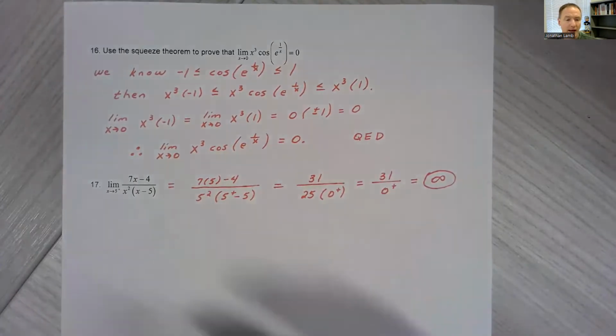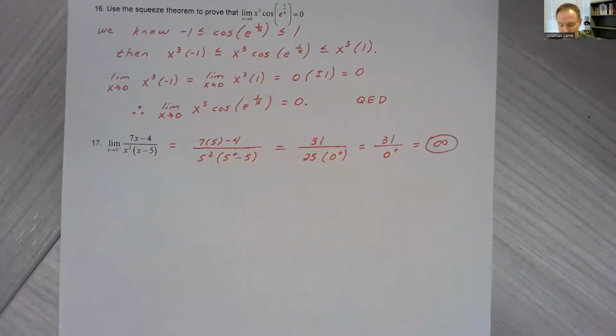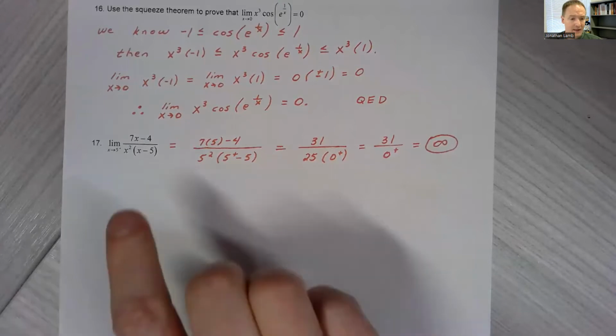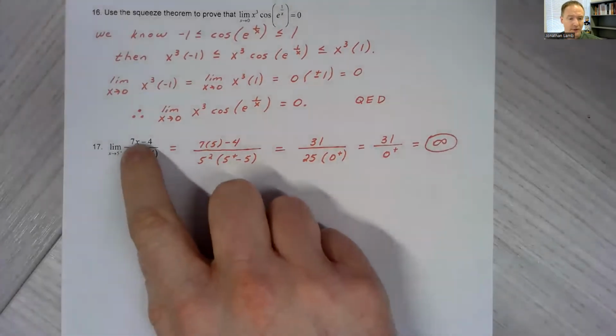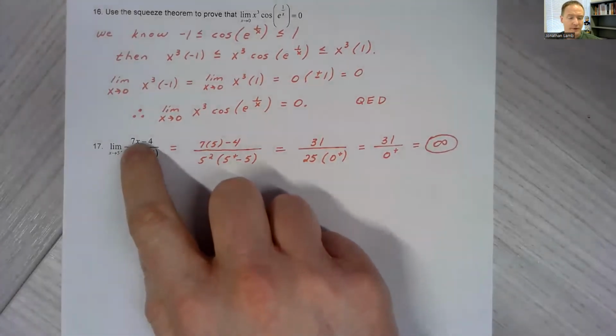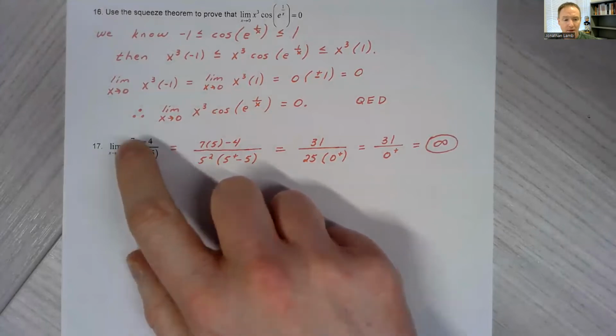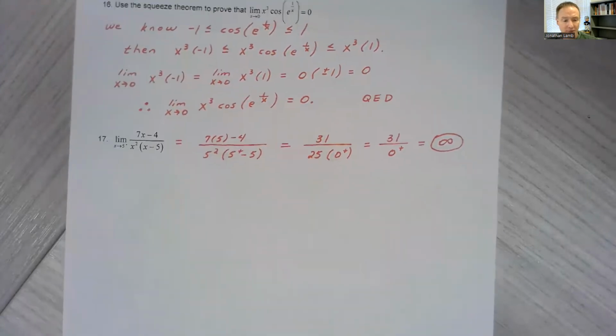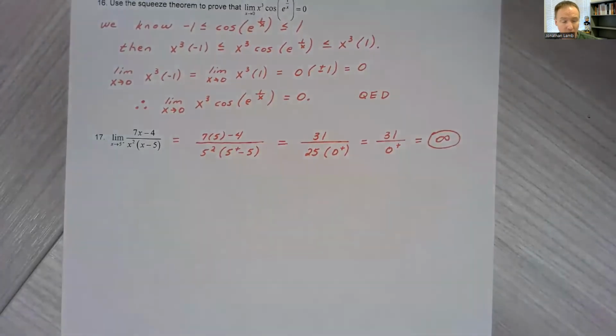Now, for the last problem here, I gave a one-sided limit, and I'll try to make sure it shows up very well. It didn't show up too well on this printed out page. This should be the limit as x approaches 5 from the right of the fraction 7x minus 4 over x squared times x minus 5.